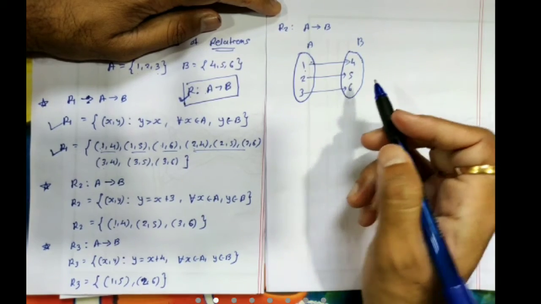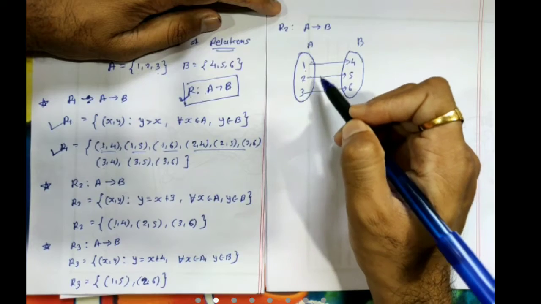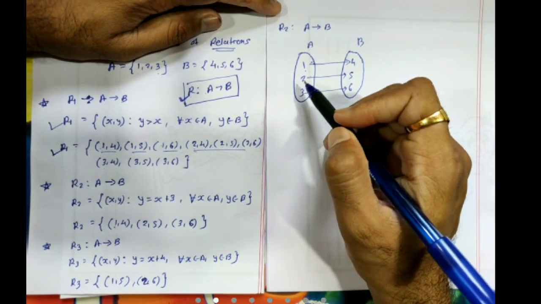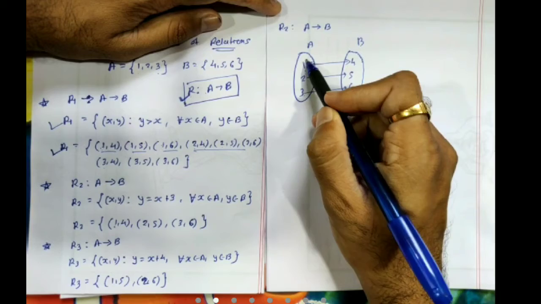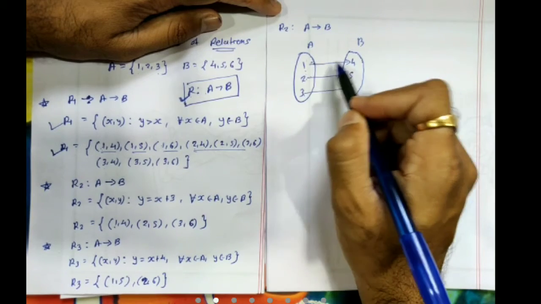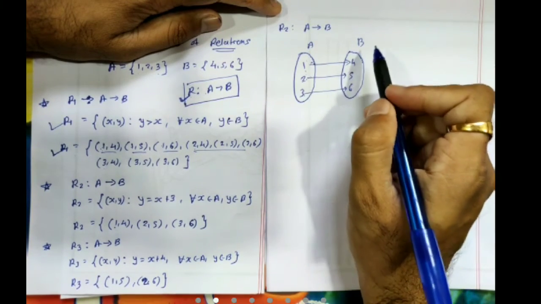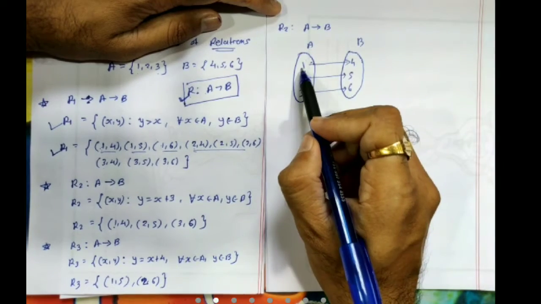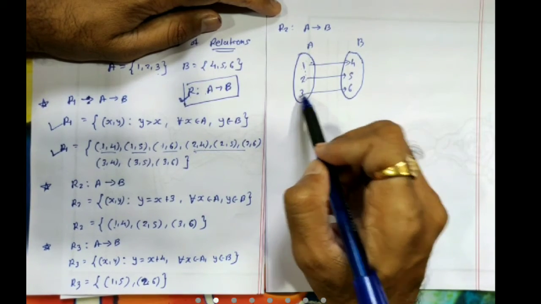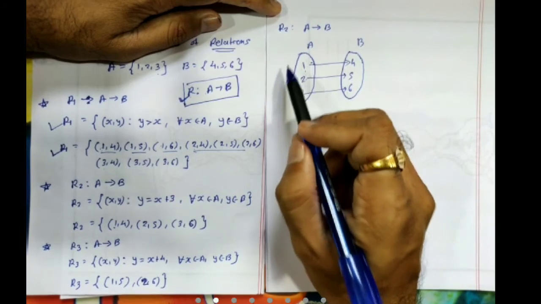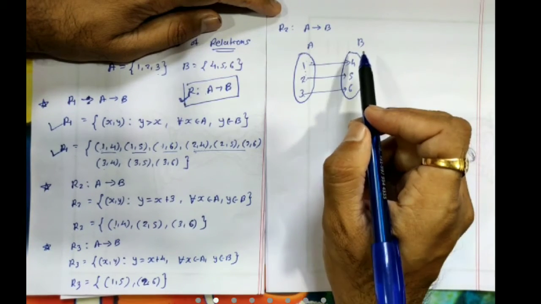So now check both the conditions. What is the first condition? All the elements of set A have an image. First condition is fulfilled. Yes, total 3 elements are there and all 3 elements have one image in set B. है ना? तीनों एलिमेंट की सेट बी के साथ कोई इमेज है. देखो, 1 की 4 इमेज है, एलिमेंट 2 की 5 इमेज है और एलिमेंट 3 की 6 इमेज है. So first condition is fulfilled. All the elements of set A have an image in set B.